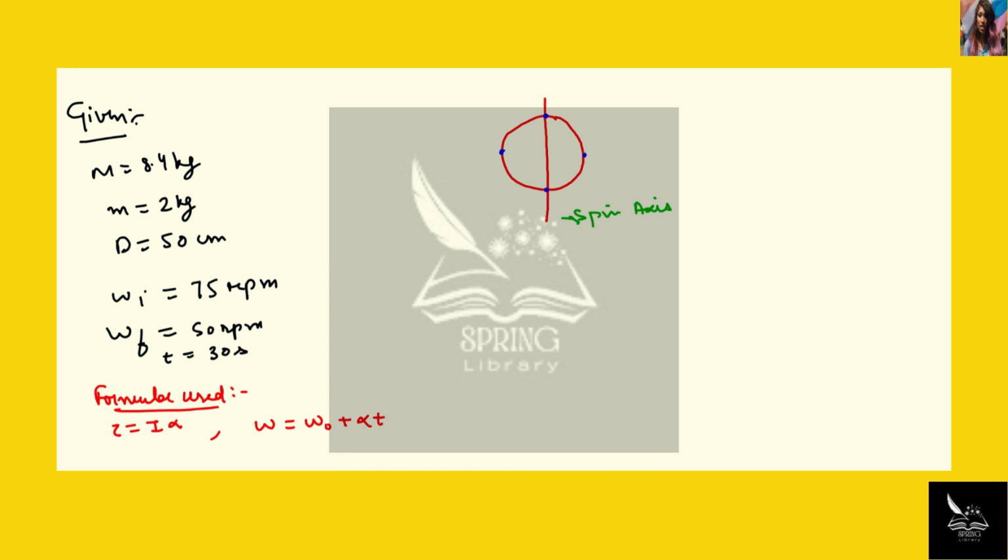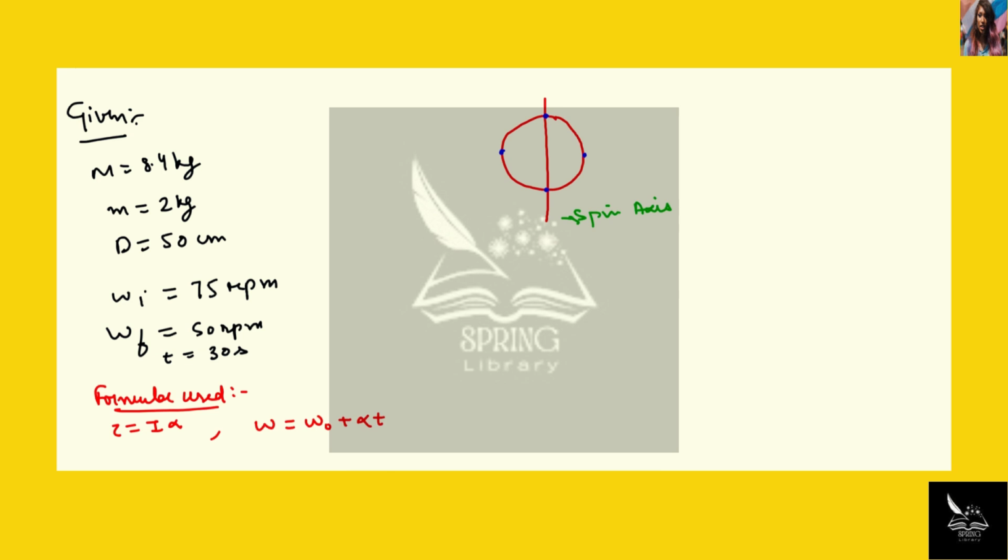Welcome to problem number 10.56. This is chapter 10, Dynamics of Rotational Motion. We are given a sphere whose diameter is 50 centimeters. It has mass equal to 8.4 kg, and there are four small masses attached to it.